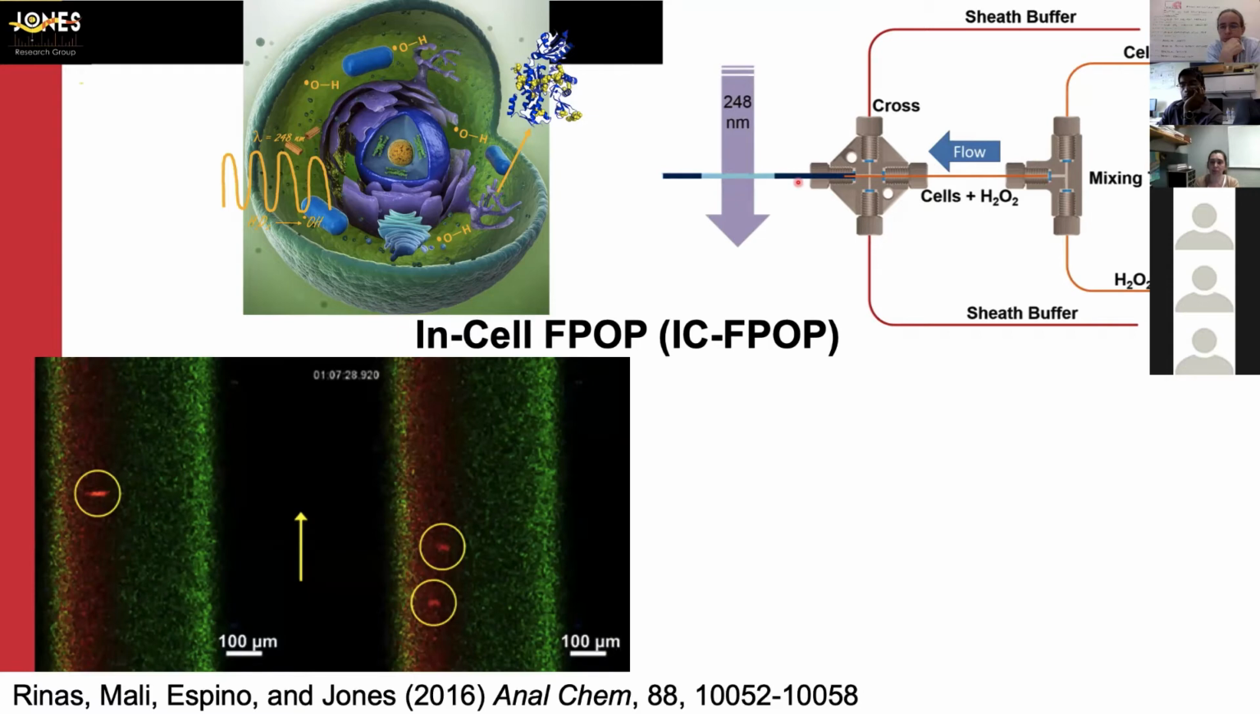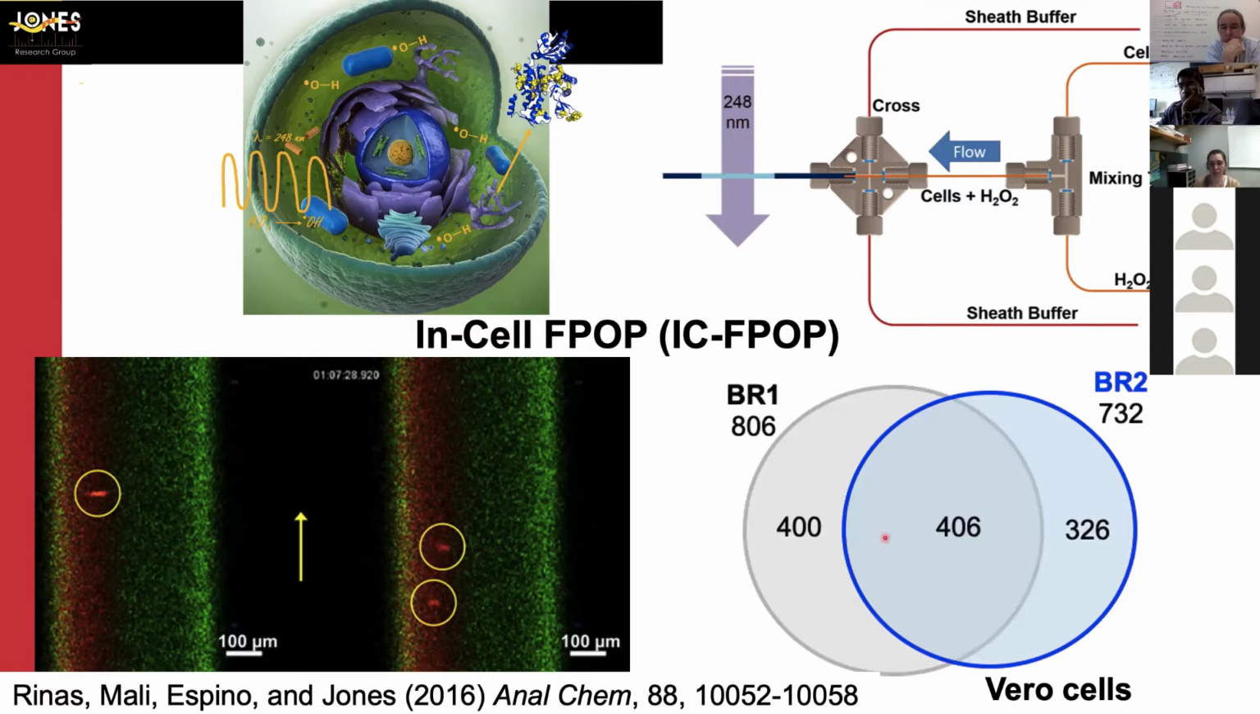So to test this, we did fluorescence imaging, where we added a green fluorophore to our sheath buffer and a red fluorophore to our cells. And as you can see, our cells are flowing one at a time. So now when we do what we call in-cell FPOP or IC-FPOP using this single cell flow system, we get hundreds of proteins modified. So this is on Vero cells, which are kidney cells from the African green monkey.